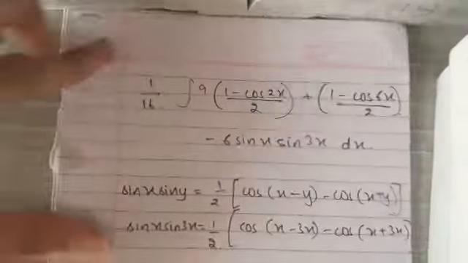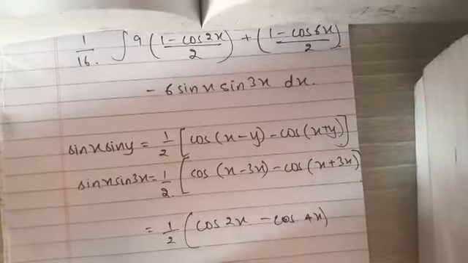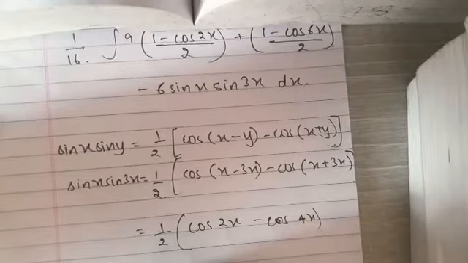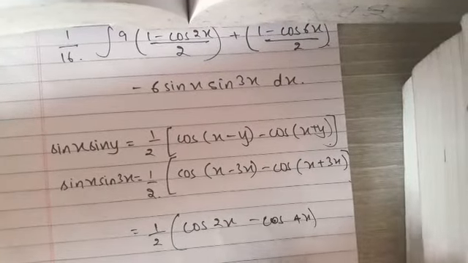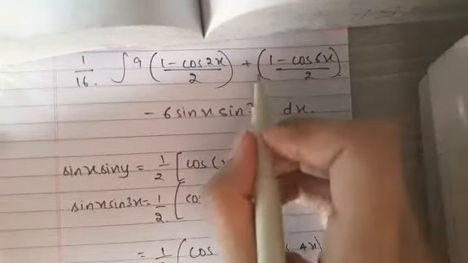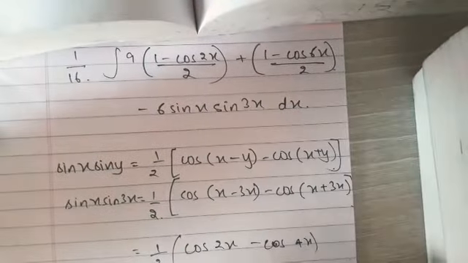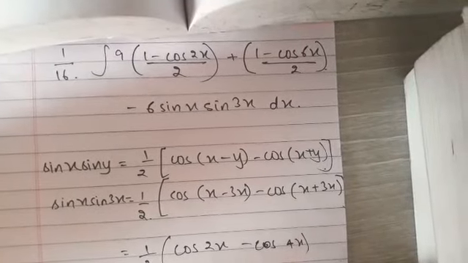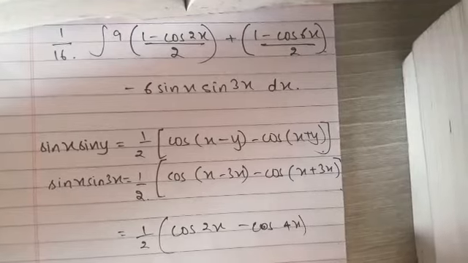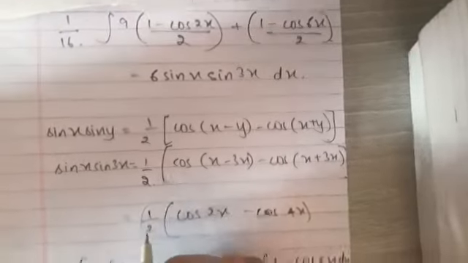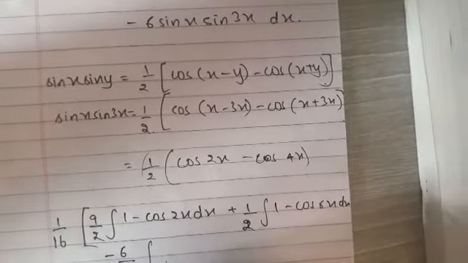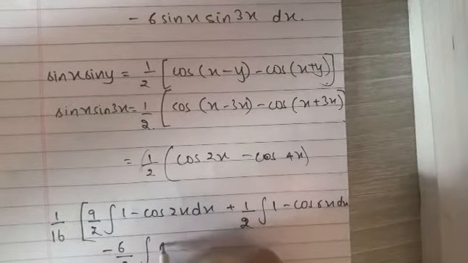Now let's simplify this. 3 separate terms. So 1 by 16 I'll take here. 9 by 2 integral of 1 minus cos 2x. Now the next integral plus 1 by 2. I'm just taking this 2 outside. Here also I took the 2 outside, 1 by 2, integral of 1 minus cos 6x. And here minus 6 sin x sin 3x. So I have minus 6, and this 2 outside I can take 1 by 2. So I'll take this here, 6 by 2, integral of this cos 2x minus cos 4x.